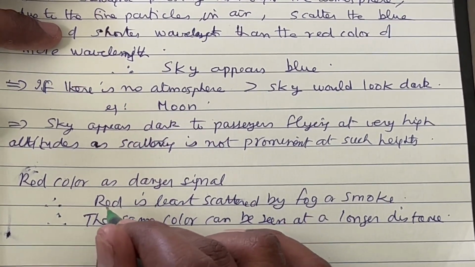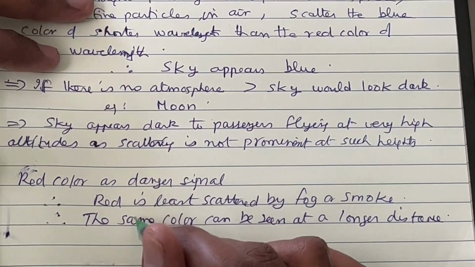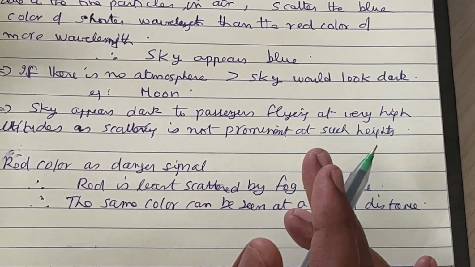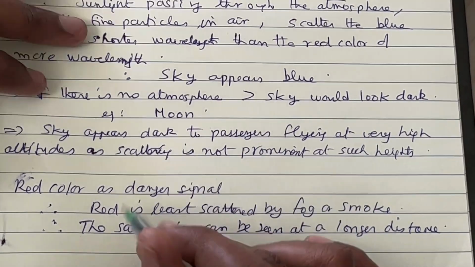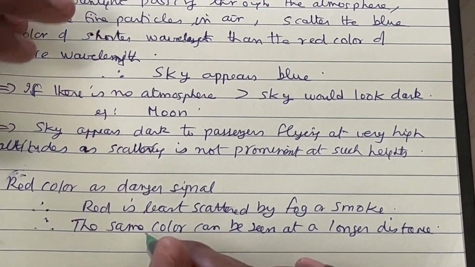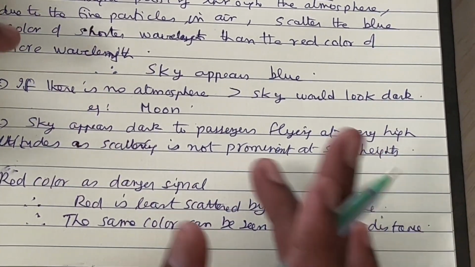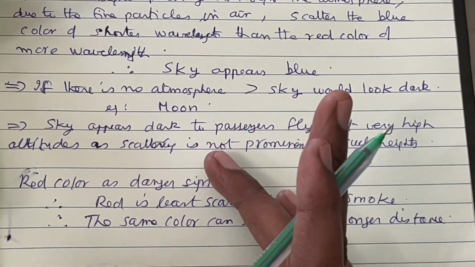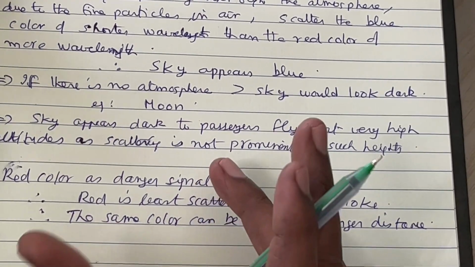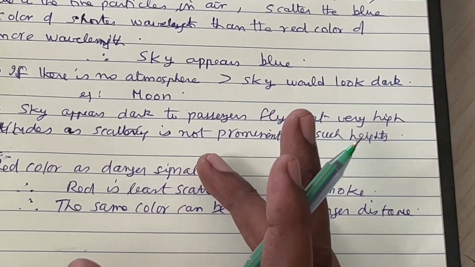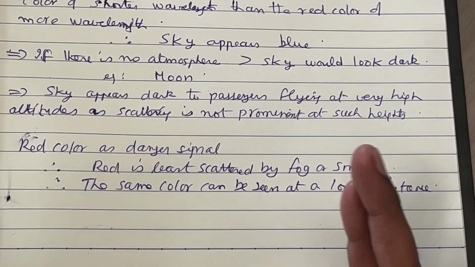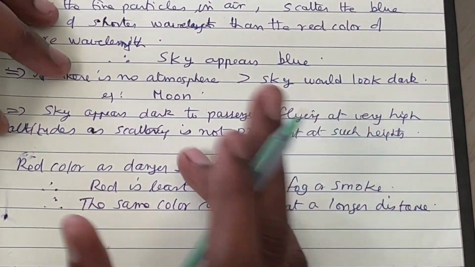Why? Because we already saw that red is the least scattered of the colors of white light; red is the least scattered by fog or smoke. That means the color can be seen at a longer distance, so if we use red as a danger signal, more people will be able to know, instead of using other colors like orange or green as a danger signal. So that's the end of this chapter.